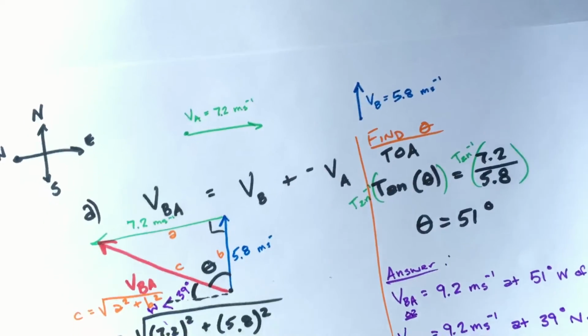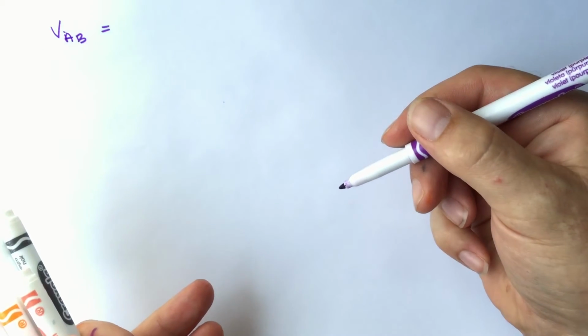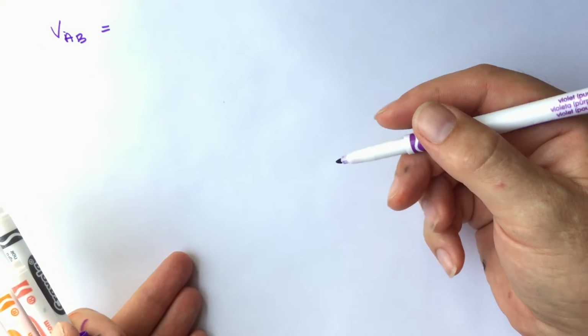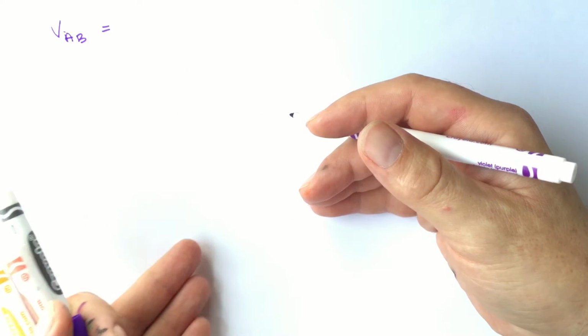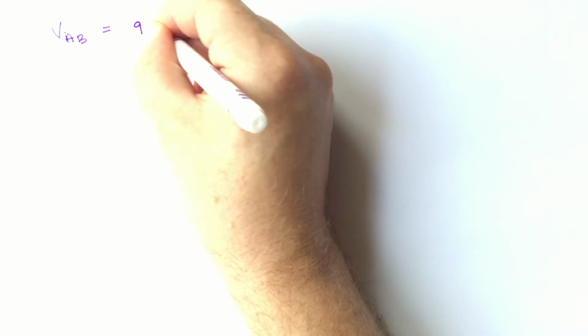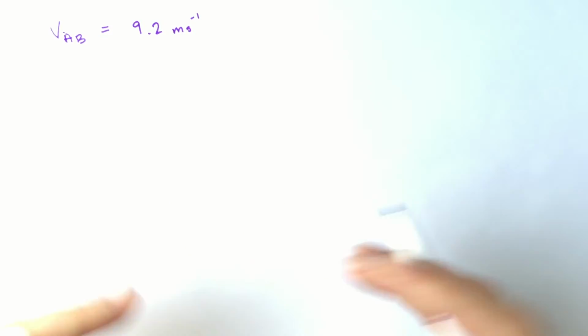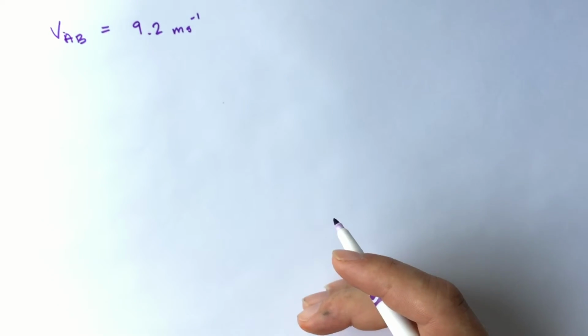Next up, it says find the velocity of boat A relative to boat B. So let's take a look at that one. You know what? I'm going to let you take a look at that one, but I'll tell you what you should get. If boat A sees boat B as going 9.2 meters per second, then it's going to be the same both ways, right? So you're going to get, again, 9.2 meters per second, but the direction is going to be different.